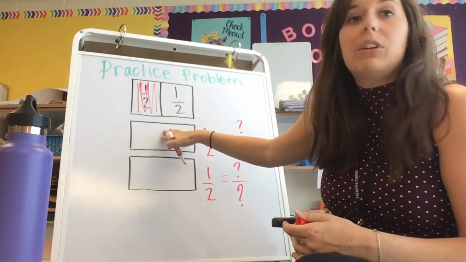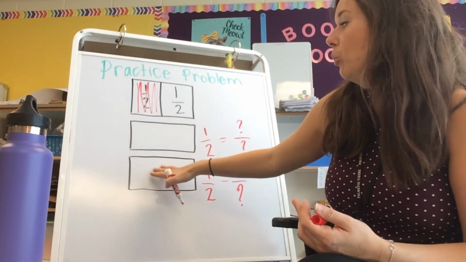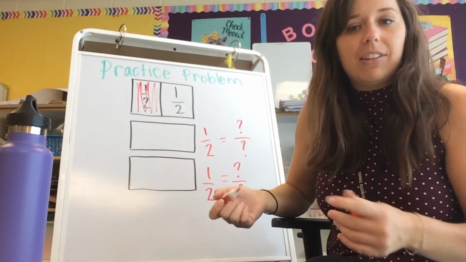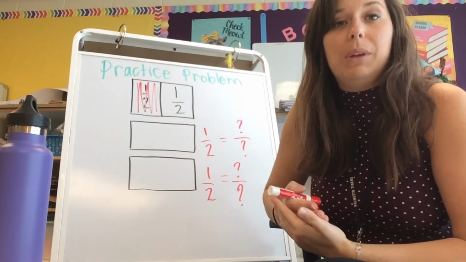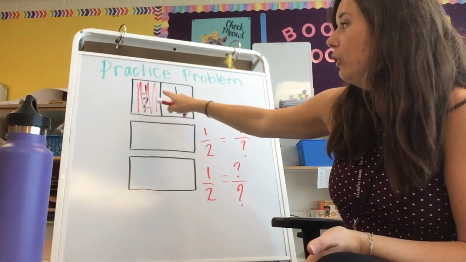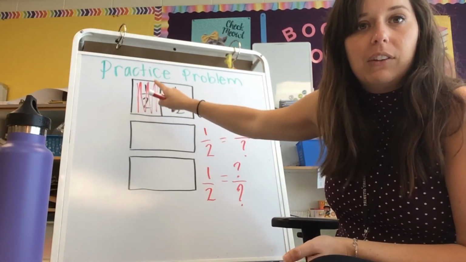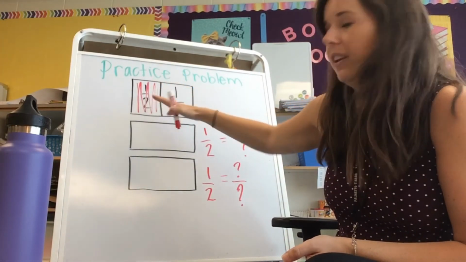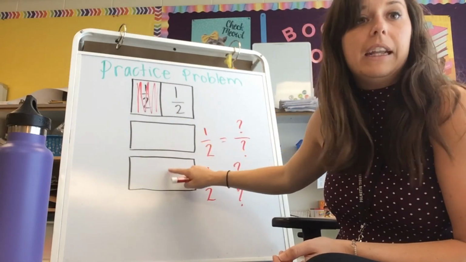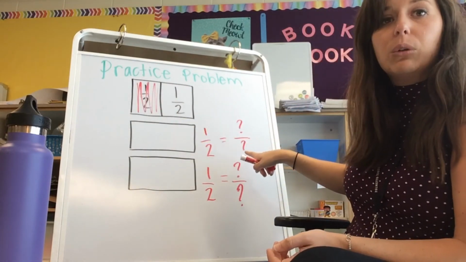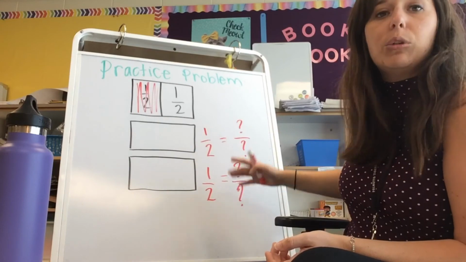So you could split this one into fourths. The next one can be into 6/8, things like that. But it has to be equivalent. Show me how you can make equivalent fractions from 1/2. So 1/2 is equivalent to, you show me on here, and you write 1/2 equals here and 1/2 equals here.